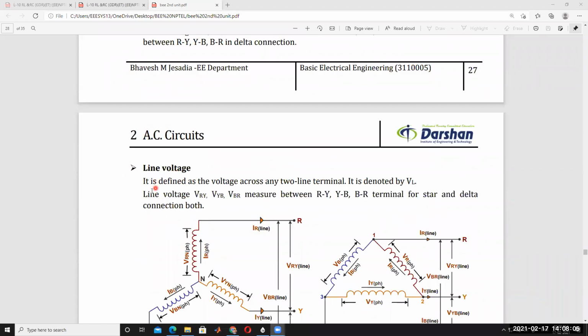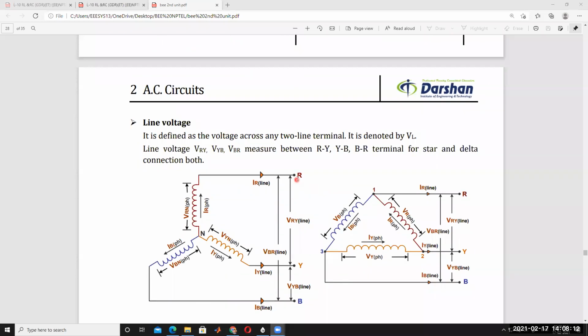Okay, this is called line voltage. It is defined as the voltage across any two terminals, called lines. So the voltage between any two lines is called line voltage. It is defined as the voltage across any two line terminals. R line and Y line, so this is called line. Okay, this is called phase. Here phase voltages, here phase voltages. This is called phase voltages. Okay, the voltage between any two lines is called line voltage.